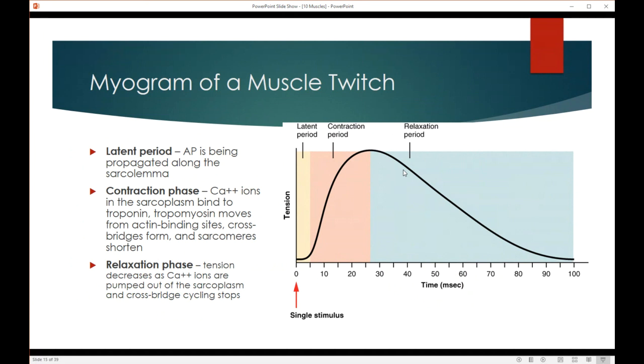So there's the latent period, and the latent period means that the action potential is being propagated along the sarcolemma, but the tension hasn't really changed yet. Okay. Then we have the contraction period, and the contraction period means that those calcium ions in the sarcoplasm are going to bind to the troponin. The tropomyosin moves from the actin binding sites, cross bridges form, and then the sarcomeres are going to shorten. Okay, that's the actual contraction. And then the relaxation phase is when the tension decreases because those calcium ions are getting pumped out of the sarcoplasm, and the cross bridge cycling is going to stop.